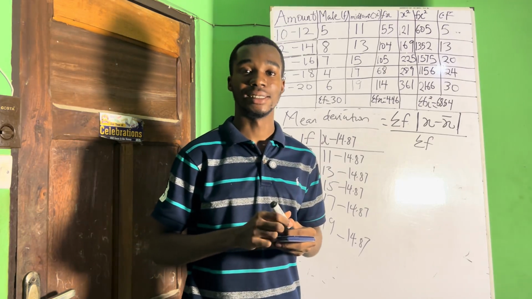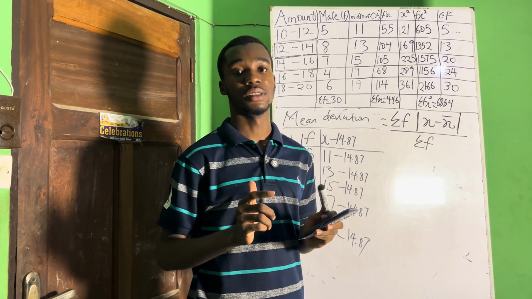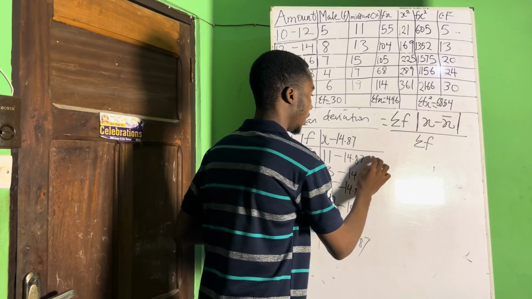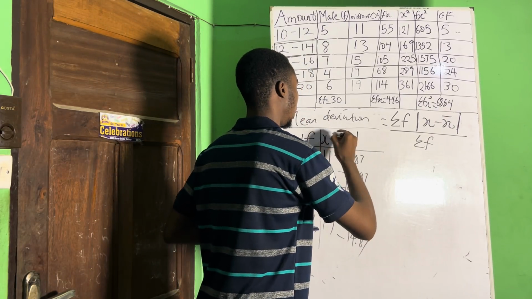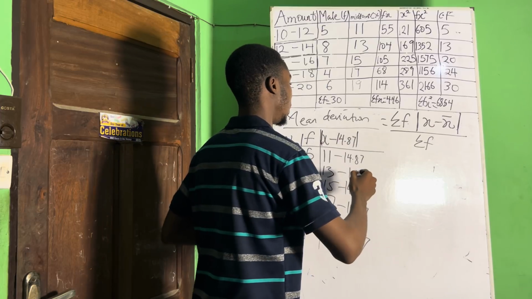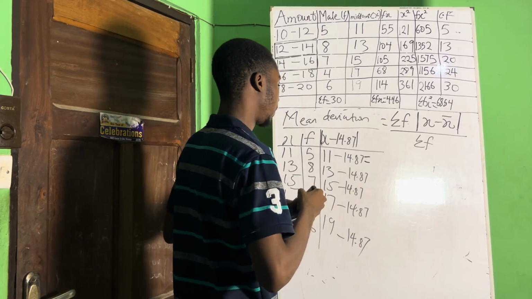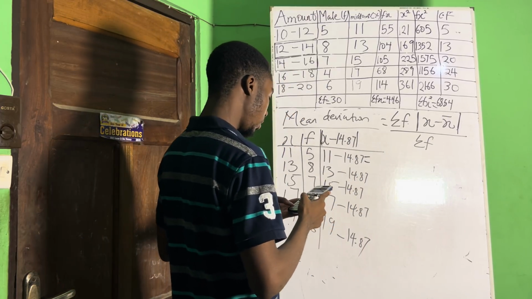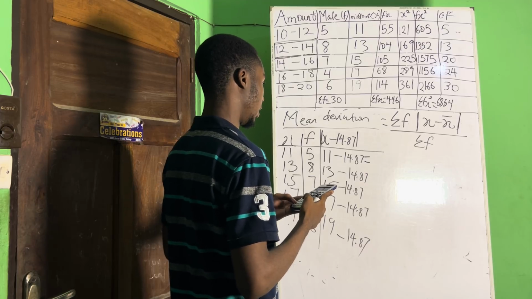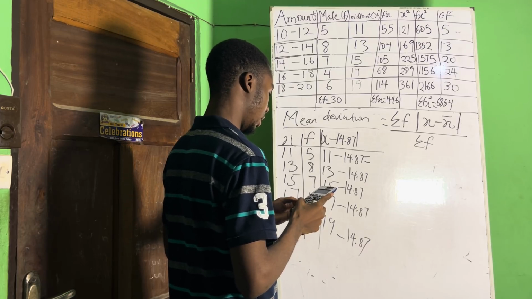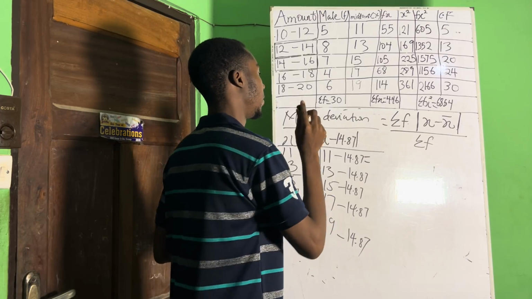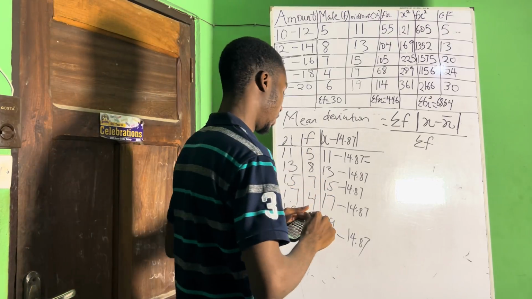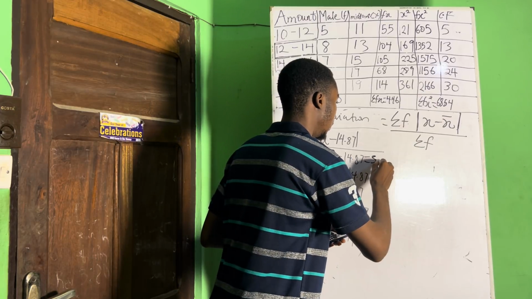So whatever you get, you take the positive of it. Don't forget. So even if you get a negative, you take a positive. So you can just put the absolute value sign here so that you don't forget. So let's start the first one. 11 minus 14.87. So you're getting negative 3.87. But remember, whatever you get, we take the positive. So it becomes 3.87.